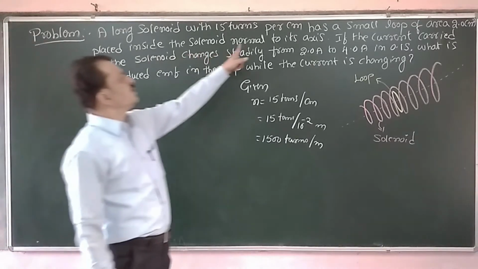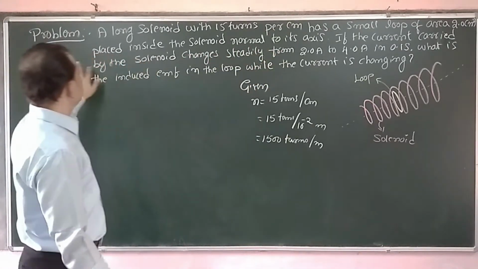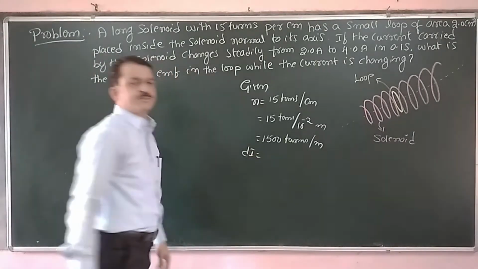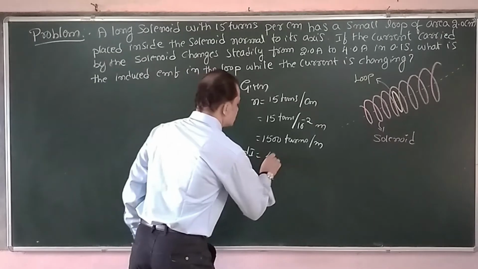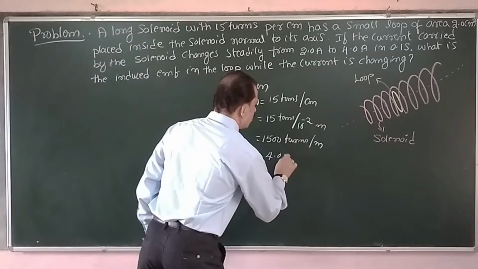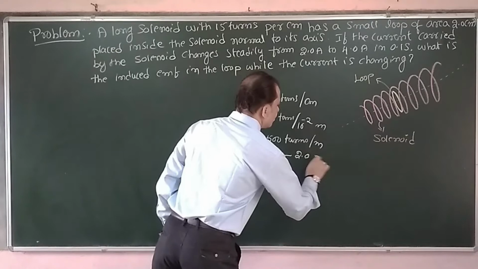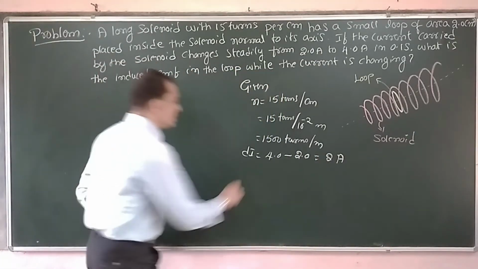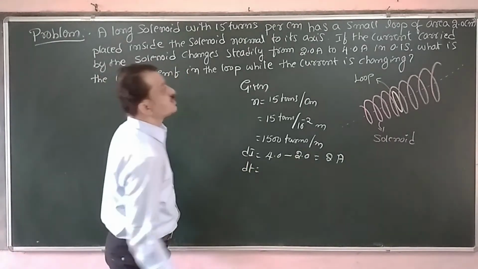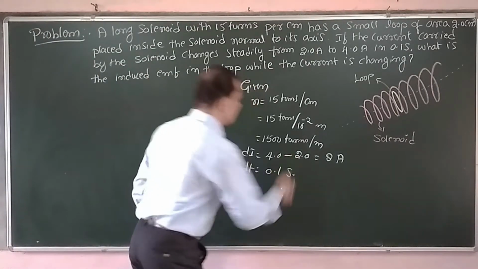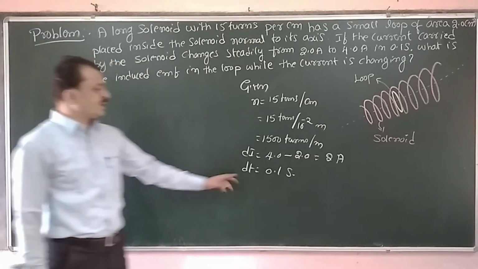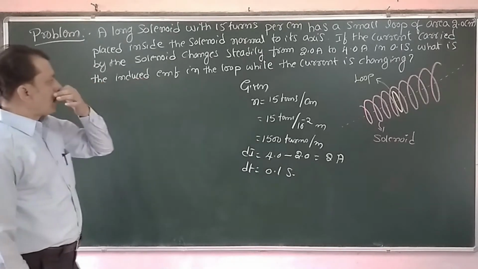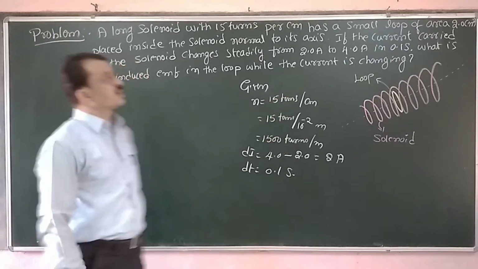Placed inside the solenoid, normal to its axis. The current carried by the solenoid is changing, from 2 amps to 4 amps, that is 4 minus 2, that is 2 amps of current is changing. It is changing in a time dt, that is dt is equal to 0.1 second. In that time the current is changing.